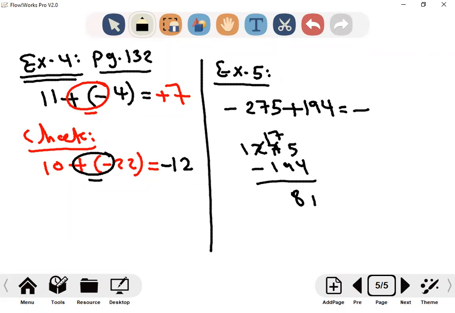81. Positive or negative? What does this mean? He was at a depth of 275. Now he is still at a depth of how much? 81 meters. Got it? Right. I will leave the check for you. I'll go to example 6 quickly.